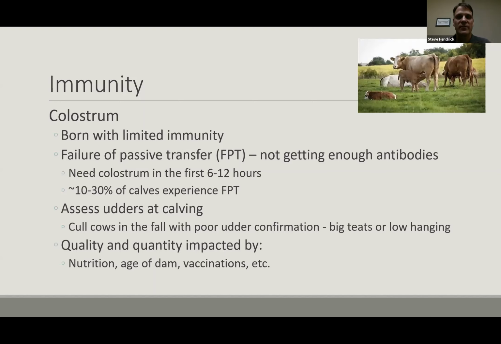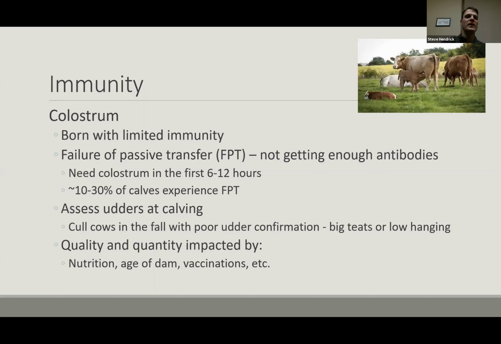What I'd suggest for producers is that we're assessing udders at calving. So if you're keeping a calving record to write when a calf was born, or a calving book, make sure we're also trying to score bad udders. That's the perfect time to recognize them. I would suggest that we cull those cows in the fall, whether they're pregnant or not, unless you're really desperate. So if we see cows with big teats or low-hanging udders, that we're more critical of that. It'll make your job next spring a lot easier if we manage them in the fall.